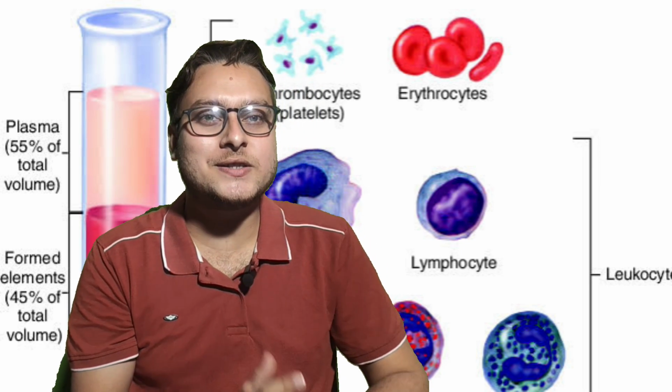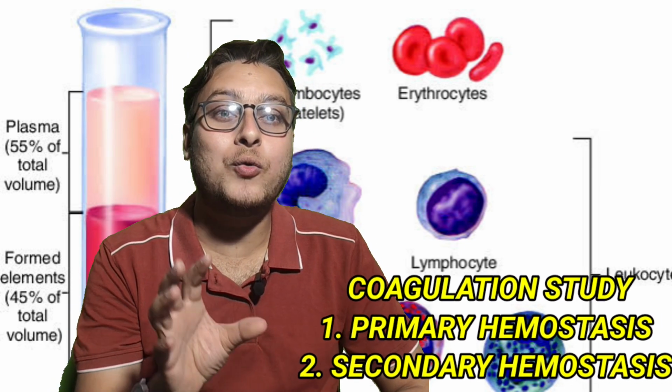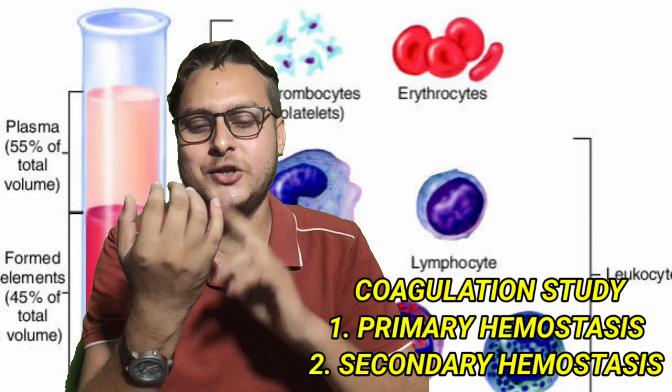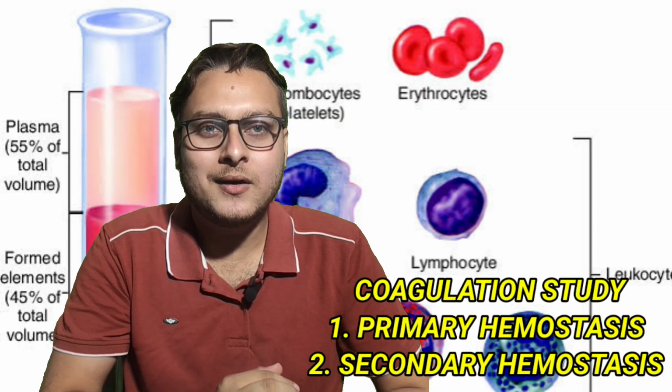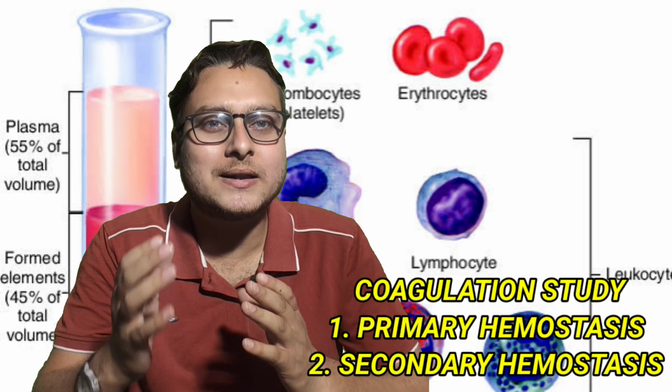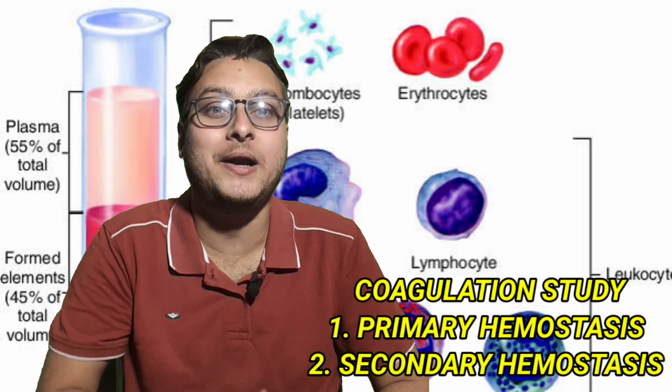And the third portion of hematology is the coagulation study. Suppose we have a cut in our tissue, bleeding will occur. So how will the bleeding stop? What are the types or mechanisms involved in stopping the bleeding?